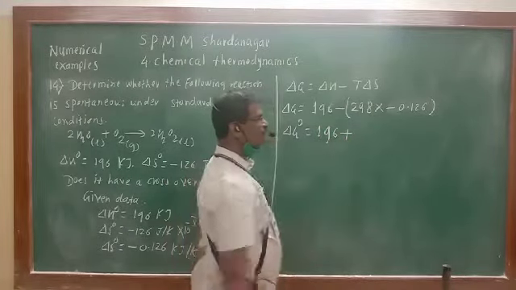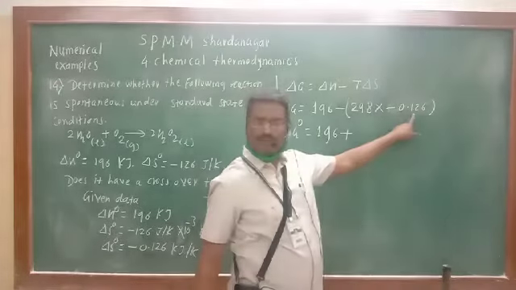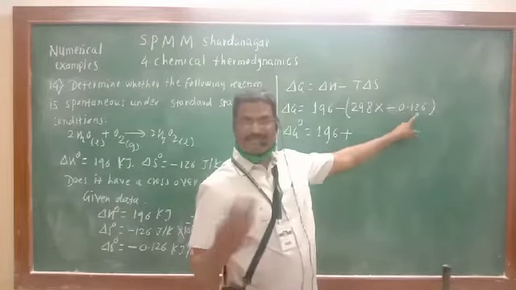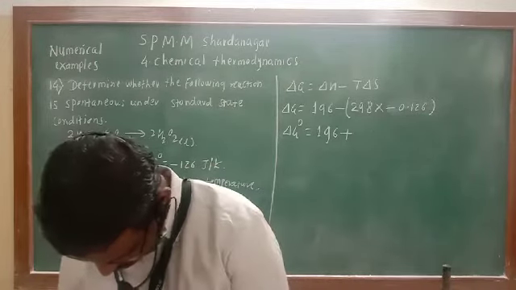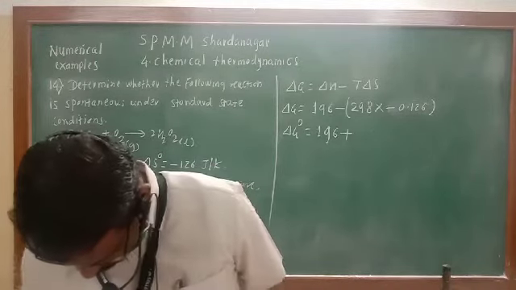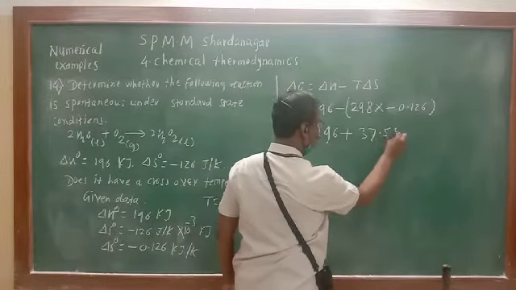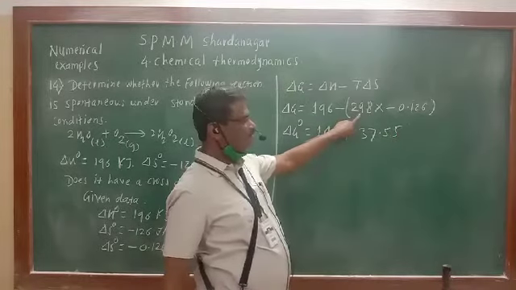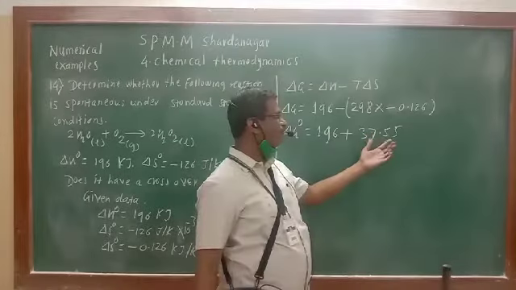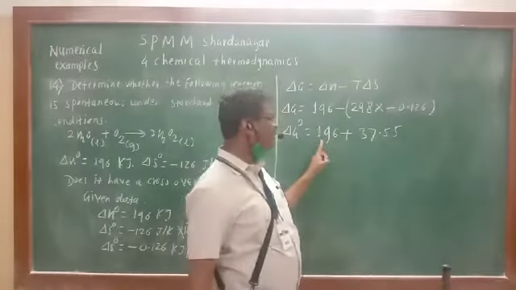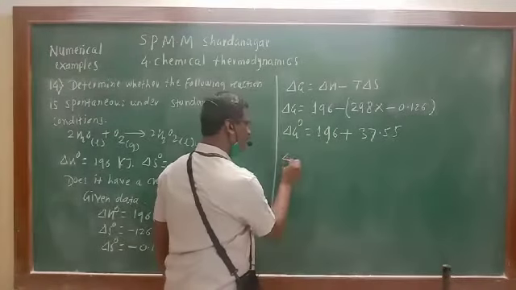196 plus this multiplication: log of 298 plus log of 0.126, and then take the antilog, and that answer comes to be 37.55. Log of this term plus log of this term and then antilog; the final answer is this one. So 196 plus 37.55. Just simply do the addition.